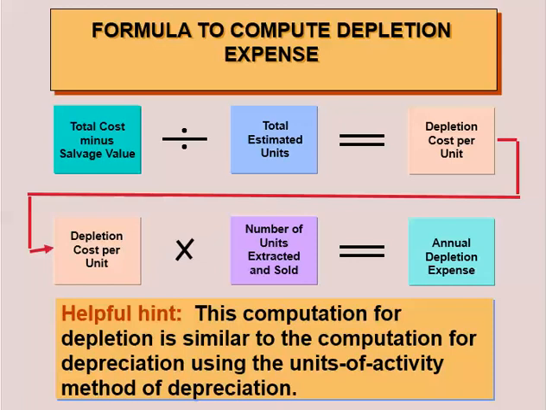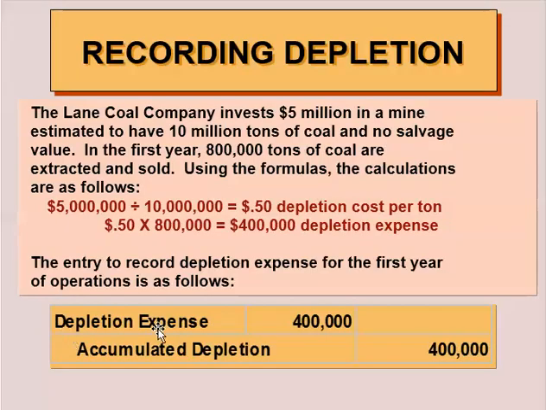Now the way that we record depletion, again, is very similar to depreciation. We debit depletion expense and we credit accumulated depletion. So let me give you a quick example here. Lane Coal Company invests $5 million in a mine estimated to have 10 million tons of coal and no salvage value. In the first year, 800,000 tons of coal are extracted and sold.